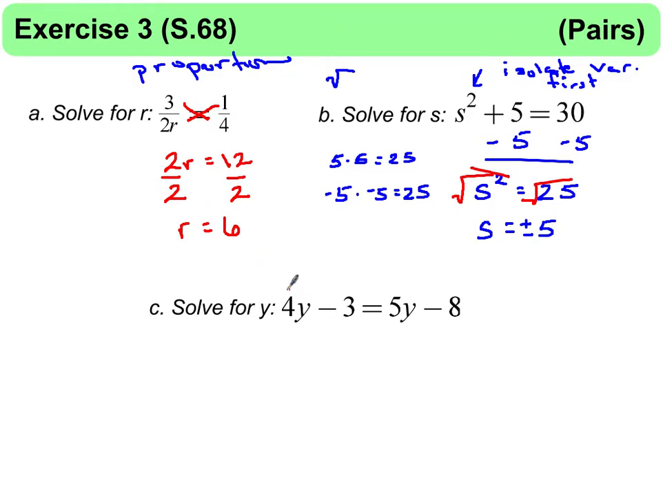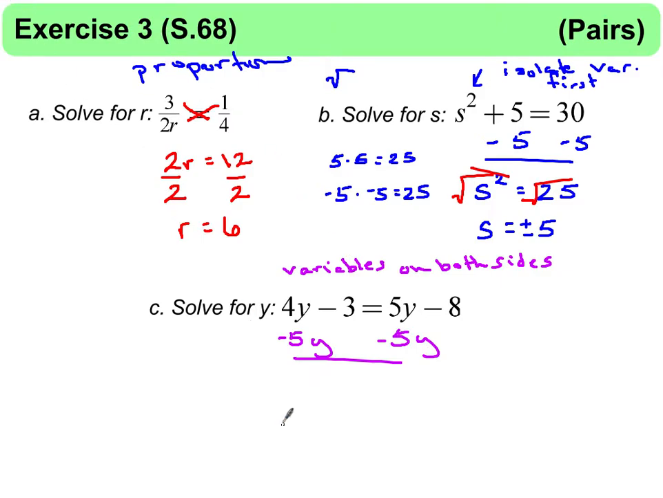In part C, one thing that's important to observe is that there are variables on both sides. Now, for a problem like this, it is up to the student if they want to move all the variables to the left or to the right. For consistency, I'm going to move the variables over to the left. So I will subtract 5y on both sides. That's going to yield me with negative 1y minus 3 equals negative 8.